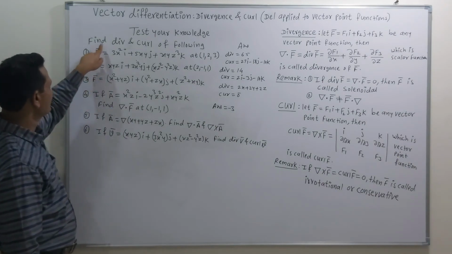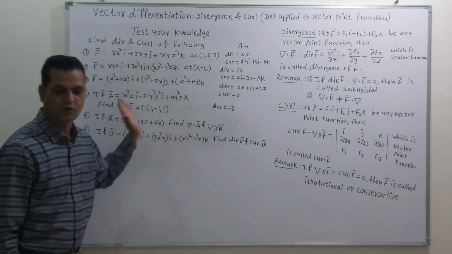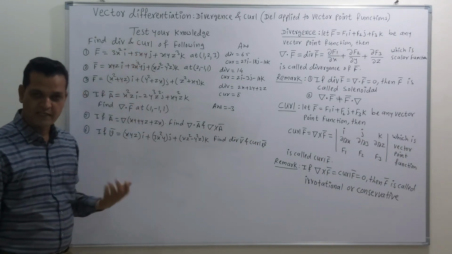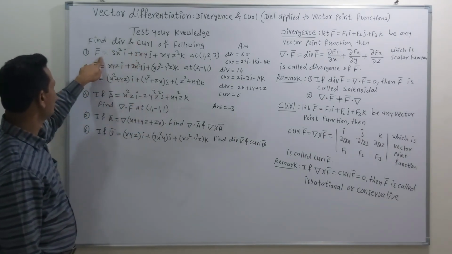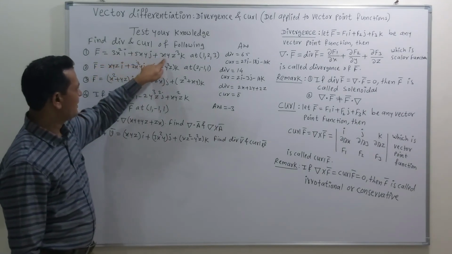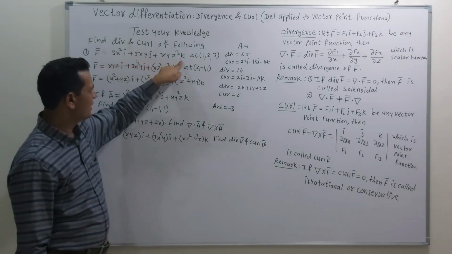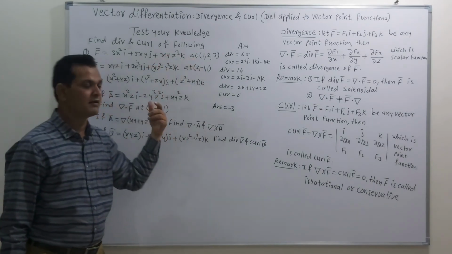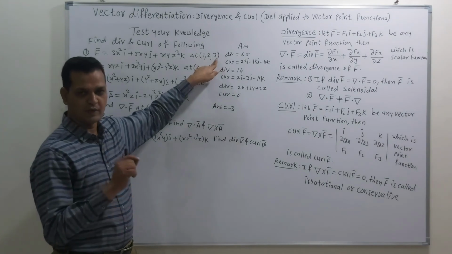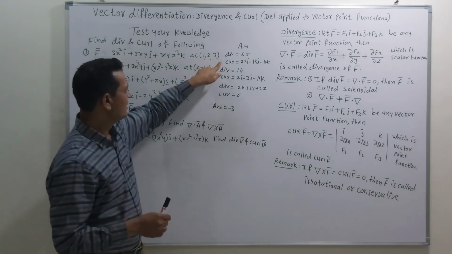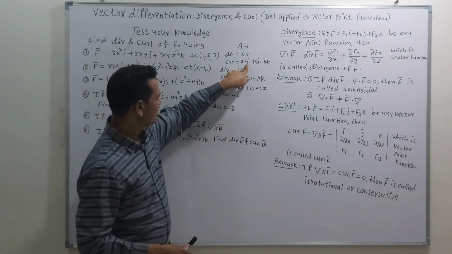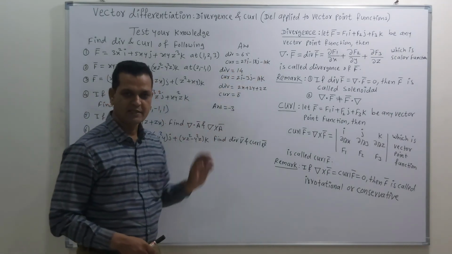Now friends, in this whole exercise, the aim is to find out the divergence and curl of a vector point function. So the first function is F bar equals 3x squared i plus 5xyz j plus xyz cubed k. Find out the divergence and curl at the point (1, 2, 3). That means in particular put x equal to 1, y equal to 2 and z equal to 3. Then the answer for divergence is 65, and curl is 27i minus 18j minus 10k.